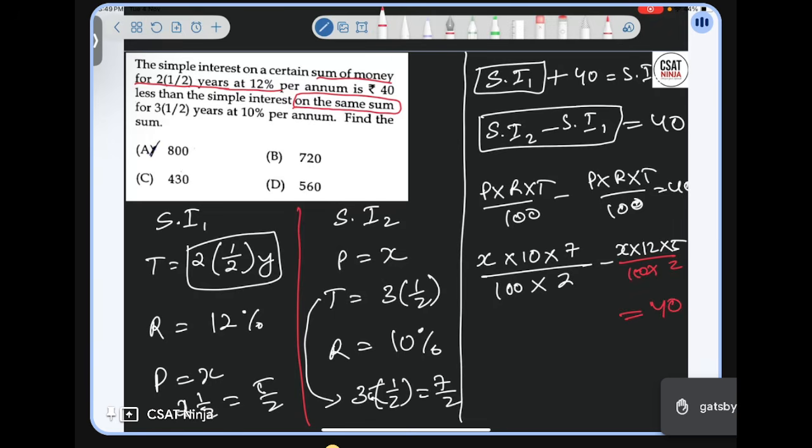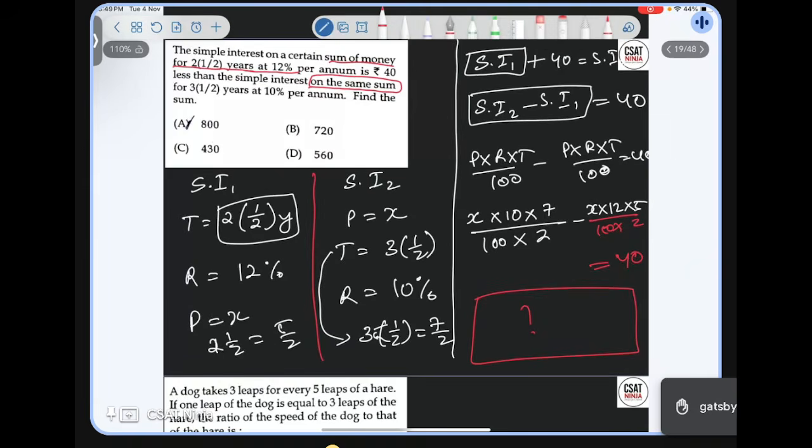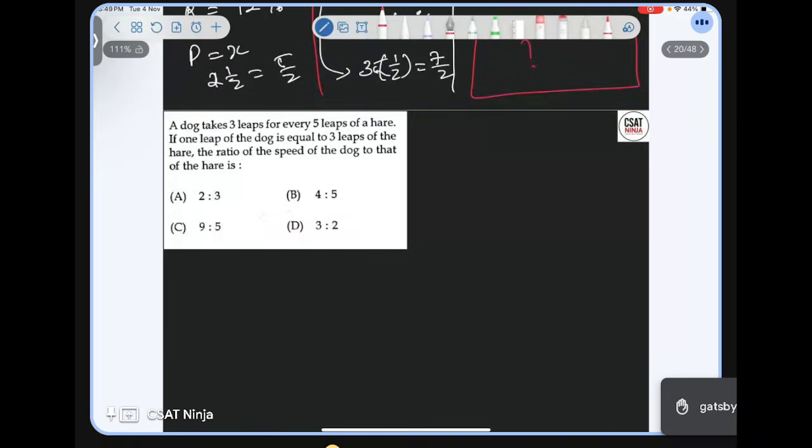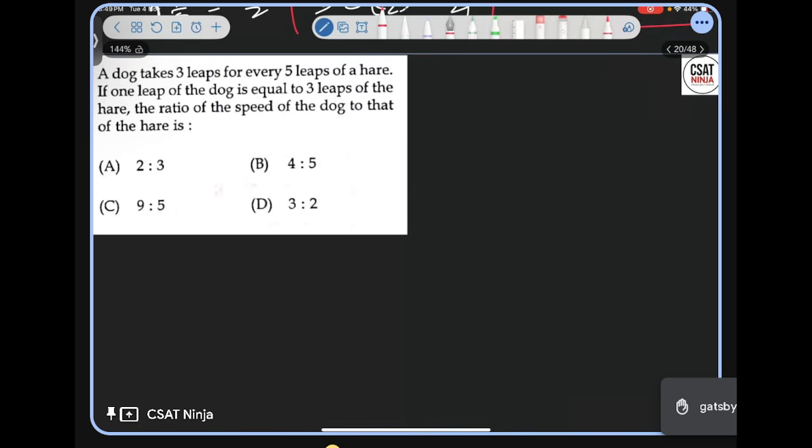So you simplify this one. I'll leave this one for you. You simplify this further and get the answer. You can drop your comments there, okay? If you are not getting it, you can clear your doubts from the group itself. Okay, it's a very interesting question, this question.